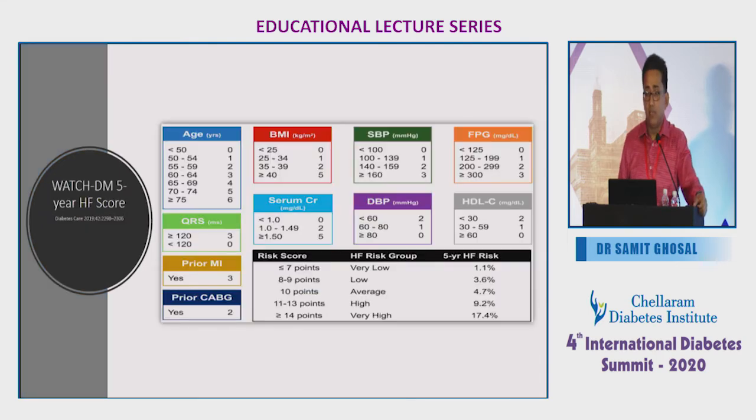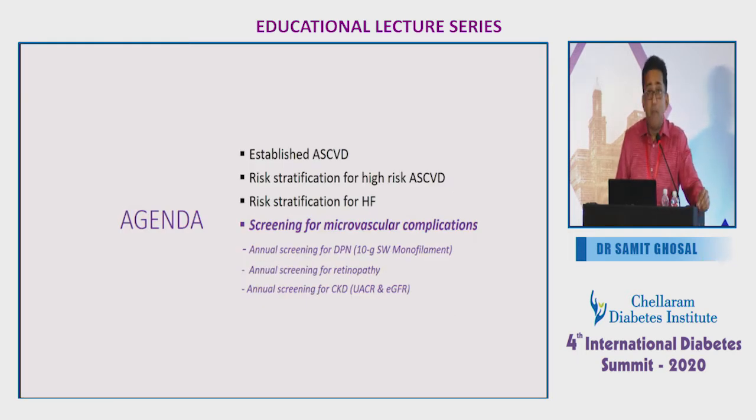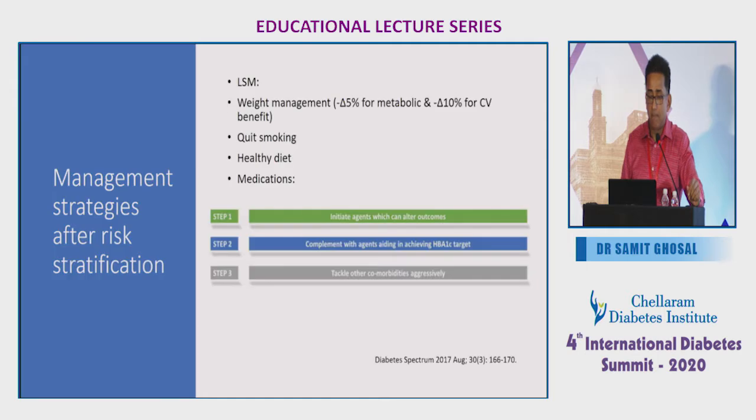But a better validated risk score is the WATCH-DM. I think it's very complicated because the amount of time we have to spend in doing this risk score is practically not possible in a busy clinic. But this is another way of doing it. For microvascular complications, we have this already set with us. We must do a 10-gram Semmes-Weinstein monofilament testing to look for LOPS, which is loss of protective sensation under the legs or the soles. Annual screening for retinopathy and annual screening for nephropathy should be done with estimation of eGFR as well as urine ACR.